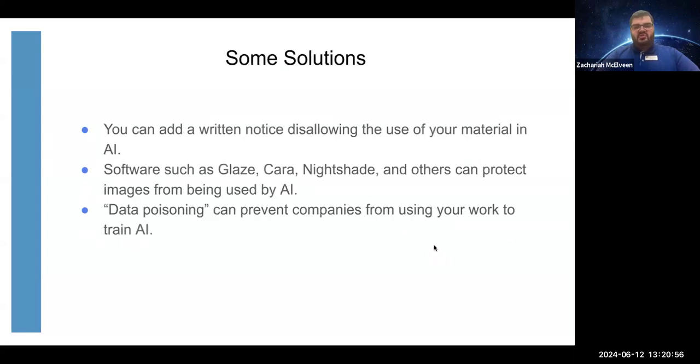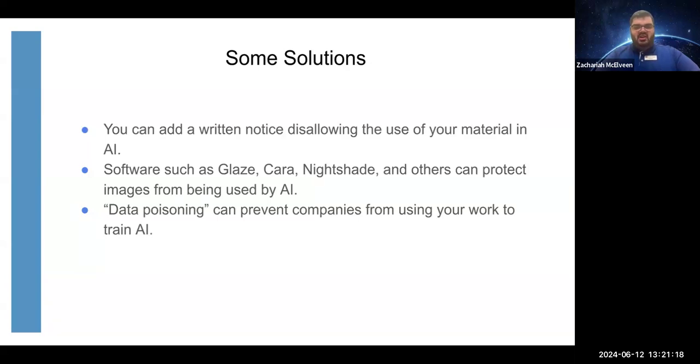So, what are some solutions to these problems that we're facing? You can add a written notice that disallows the use of your information in AI if you post it publicly. That's not necessarily going to stop someone from gathering it, but it does give you grounds to have them take something down or remove it from an AI.